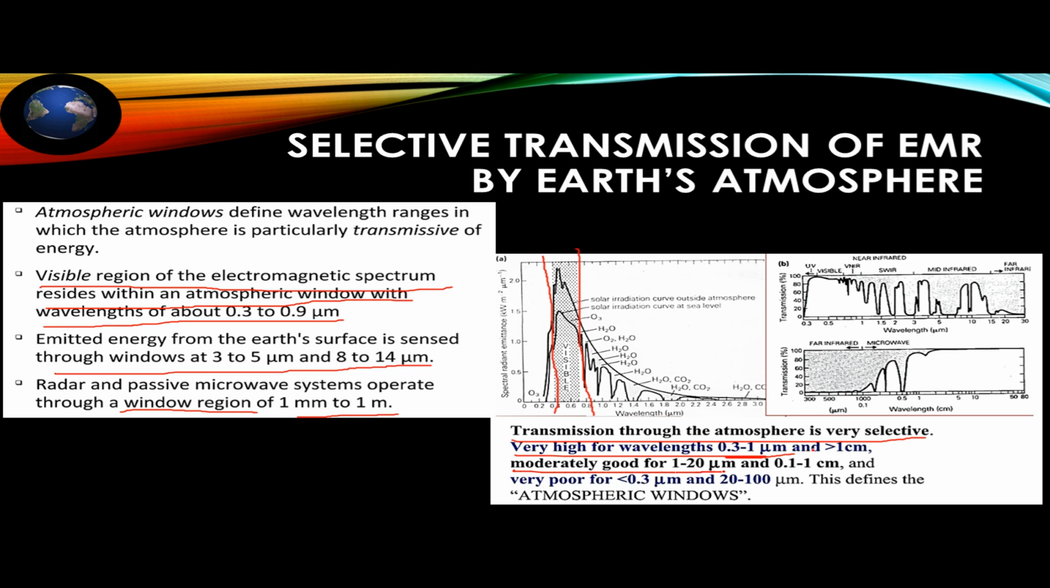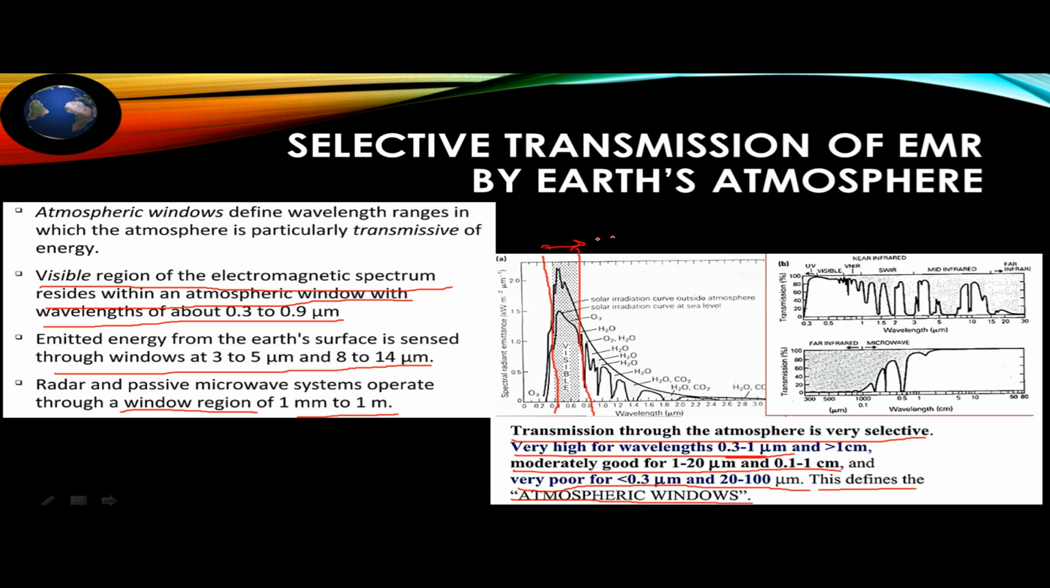Moderately good for 1 to 20 micrometer or 0.1 to 1 centimeter, and very poor for 0.3 micrometer and 20 to 100 micrometer. This defines the atmospheric window. So we can sense the imagery in the particular atmospheric window. This is our visible spectrum. We are more interested in the visible spectrum because our eyes can sense and see these features clearly.